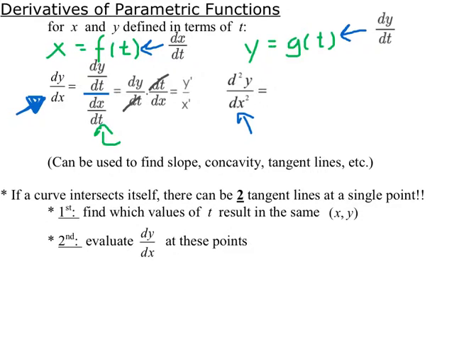I just want to address, before we get to second derivative, what else I've written on here. We can use these two formulas to find slope, concavity, tangent lines, etc. And if a curve intersects itself, there can be two tangent lines at a single point. If that is the case, you're going to find which values of t result in the same coordinate, and then evaluate the slope at those points. Okay, so it's pretty basic.